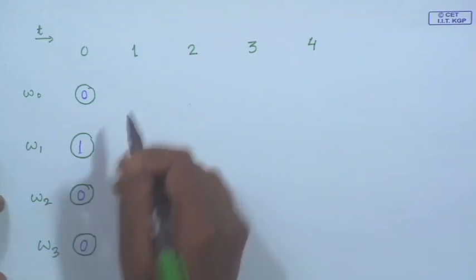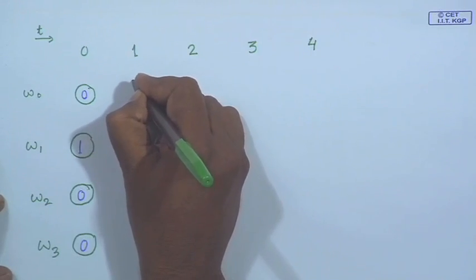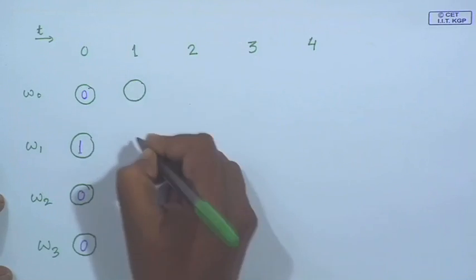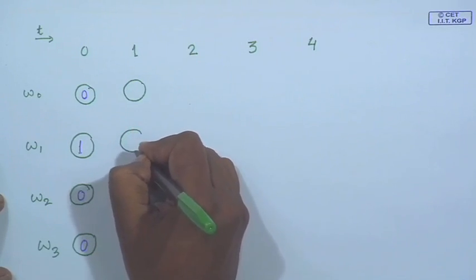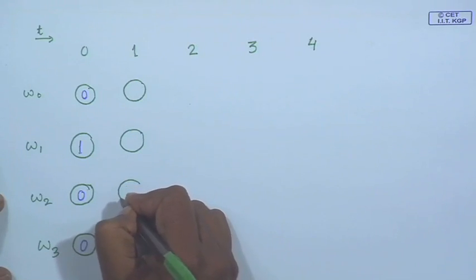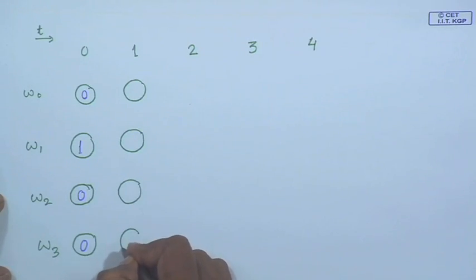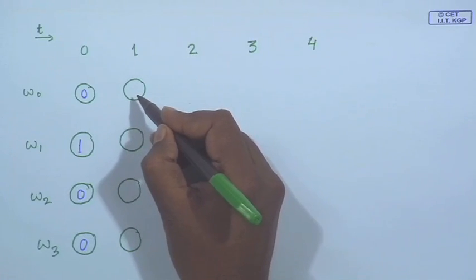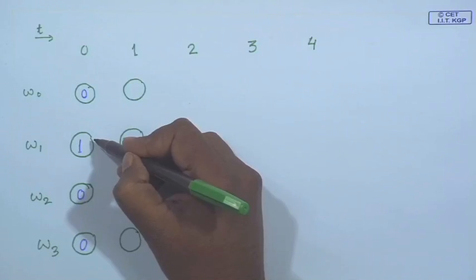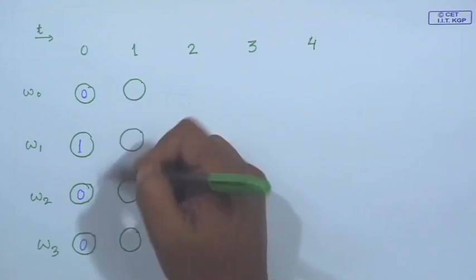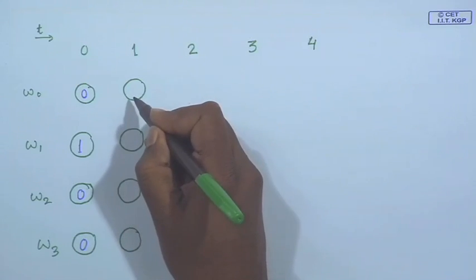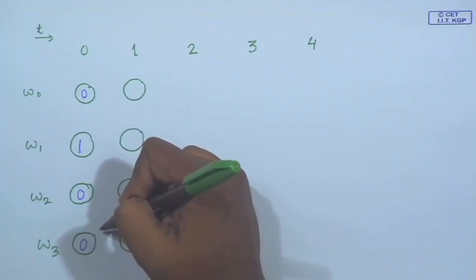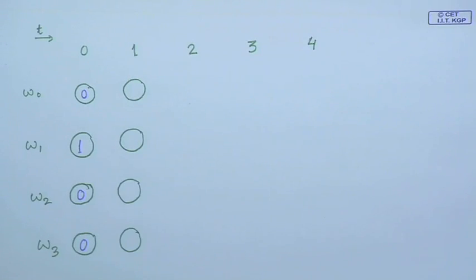Now, let us see what happens at time step t equal to 2. Here again I have all these 4 different states. Now, coming to state omega 0, I have various possible paths. I can have a transition from omega 1 to omega 0, I can have a transition from omega 2 to omega 0, I can have a transition from omega 3 to omega 0.